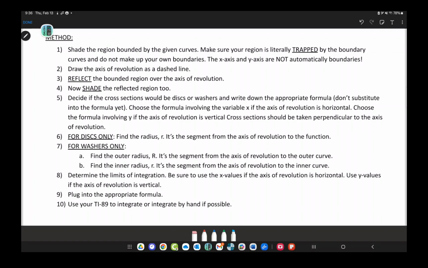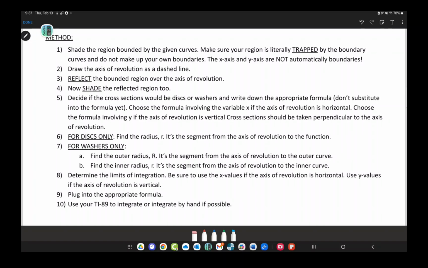For one, shade the region bounded by the given curves. Make sure your region is literally trapped by the boundary curves and do not make your own boundaries. The x-axis and y-axis are not automatically boundaries. Draw the axis of revolution as a dashed line. Reflect the bounded region over the axis of revolution. Now shade the reflected region too.